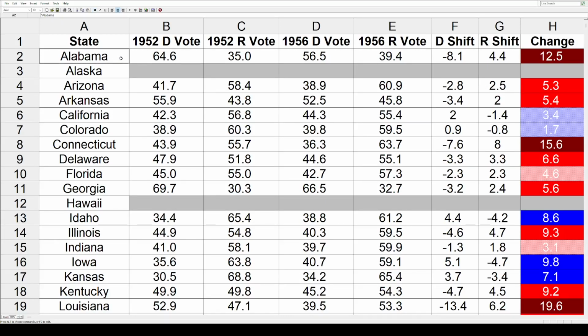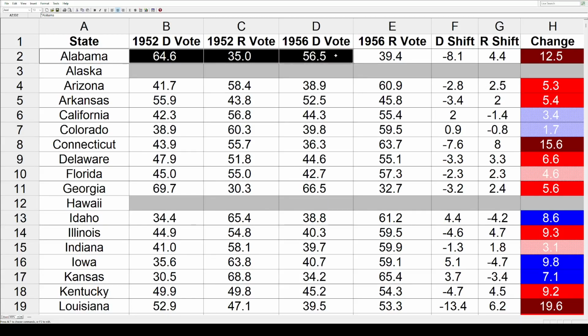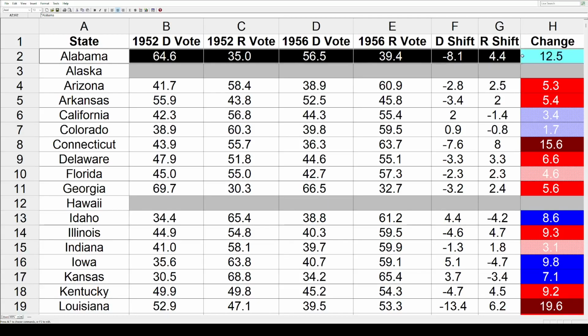In Alabama, in 1952, Adlai Stevenson got 64.6% of the popular vote. Dwight Eisenhower got 35. In the rematch, Stevenson sank to 56.5. Eisenhower bumped it up to 39.4. That's a net loss of 8.1 for the Democrats, a net gain of 4.4 for the Republicans. It's a total net shift of 12.5 away from the Democrats and toward the Republicans. So now we know how this works. We can go through the rest of the states.